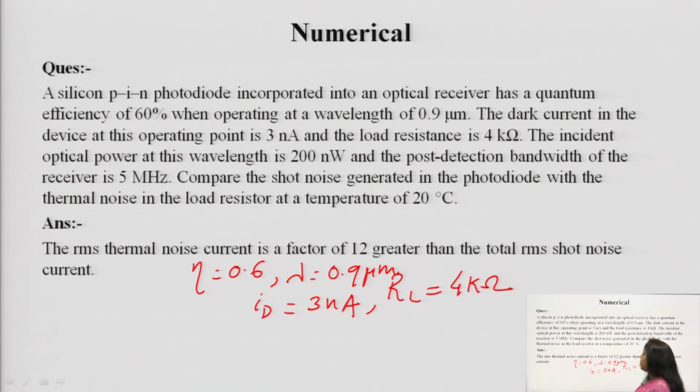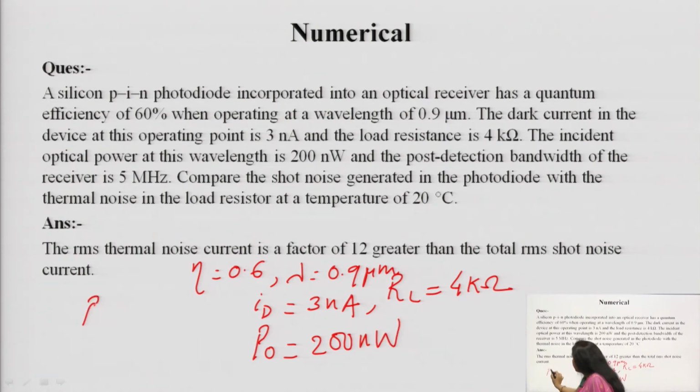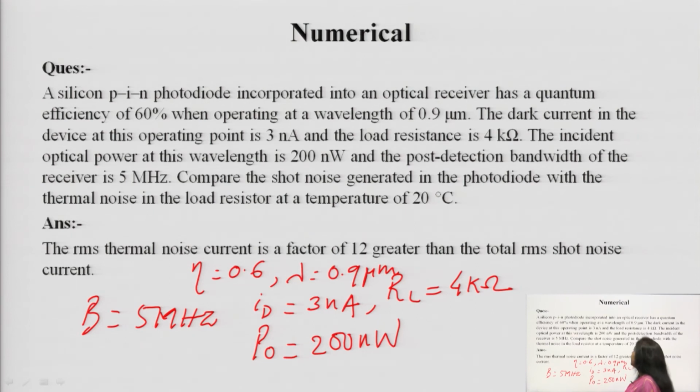There are lots of parameters given in this numerical, so we have to precisely check all of them. The incident optical power at this wavelength, which we denote with P naught, is 200 nanowatt, and the post detection bandwidth, that is our B, is equal to 5 megahertz. We have to compare the shot noise generated in the photodiode with the thermal noise.